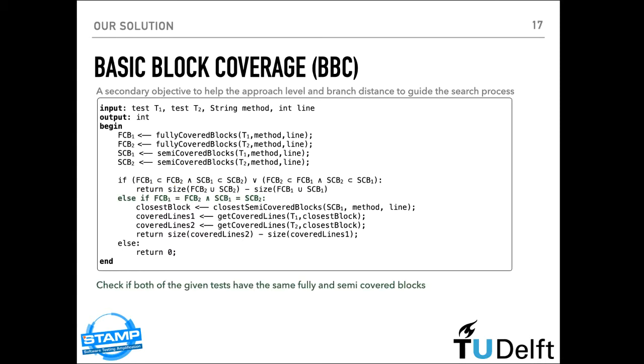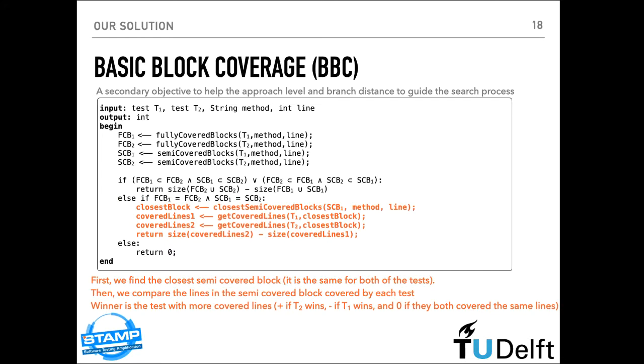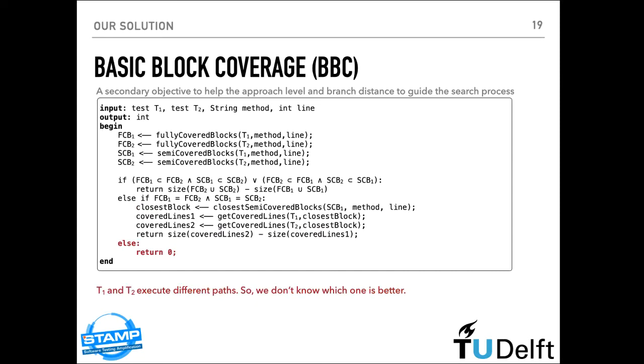The next possibility is that both of the test cases have the same fully and semi-covered basic blocks. In this case, we need to go deeper. First, we find the closest semi-covered basic block to the next uncovered control-dependent node or the target line. Then, we check the lines covered by each of the tests in the basic block. The test case with more coverage is the winner. If they both have the same coverage, then we return 0. Finally, if we don't have the two mentioned conditions, it means that we have more than one path from the last covered control-dependent node to the next uncovered control-dependent node or the target line, and each of the given tests took a different path. So we cannot really indicate the winner because we don't know which path is the best for achieving the target line.